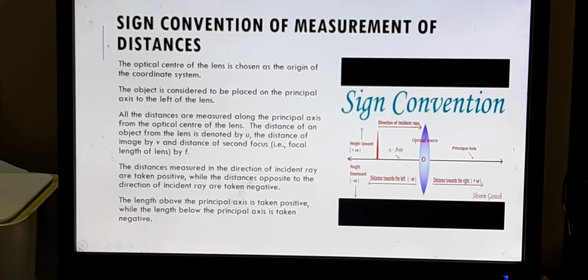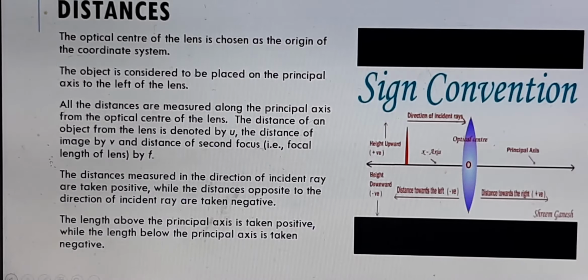Now what are the values that we have to take? Actually we have to take the value of focal length, the object distance and the image distance. These values must be accompanied by the correct sign. So how will you know which sign has to be put in? We will look at the sign convention and find out what signs have to be put in.